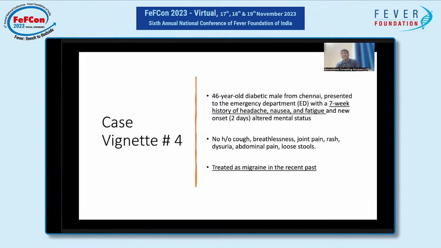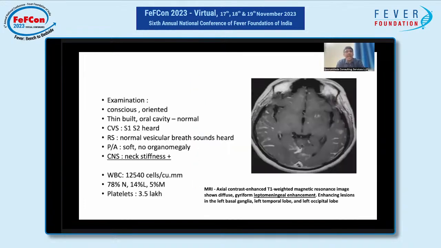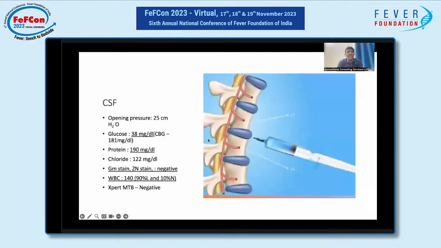Now, another patient, a 46-year-old diabetic from Chennai, with a 7-week history of headache, nausea, fatigability, no other complaints. A neurologist treated it as migraine, and then the patient had neck stiffness. The blood WBC count was 12,000, 78% neutrophils, no other abnormality. The MRI showed leptomeningeal enhancement. So, of course, it is meningitis: neck stiffness, headache, fever, meningeal enhancement.